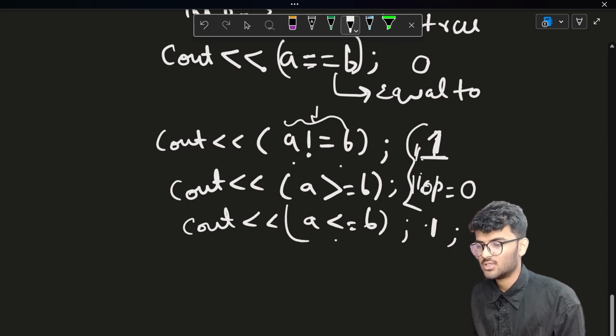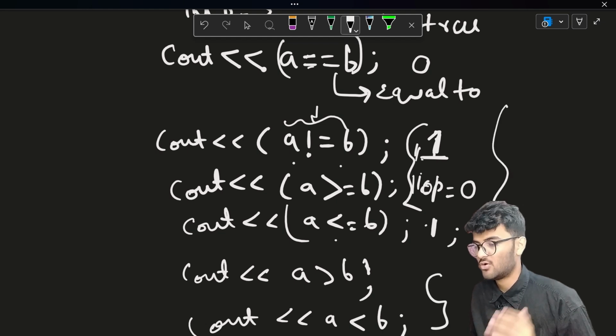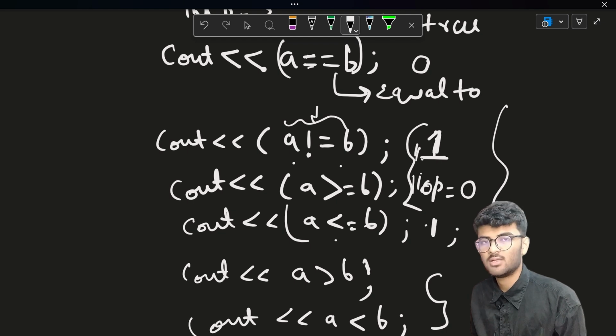And one operator is left. cout a is greater than b, and cout a is smaller than b. These are all the relational operators. These are also important. We will cover them deeply when we learn the if else condition. So I think it is more than enough for now.